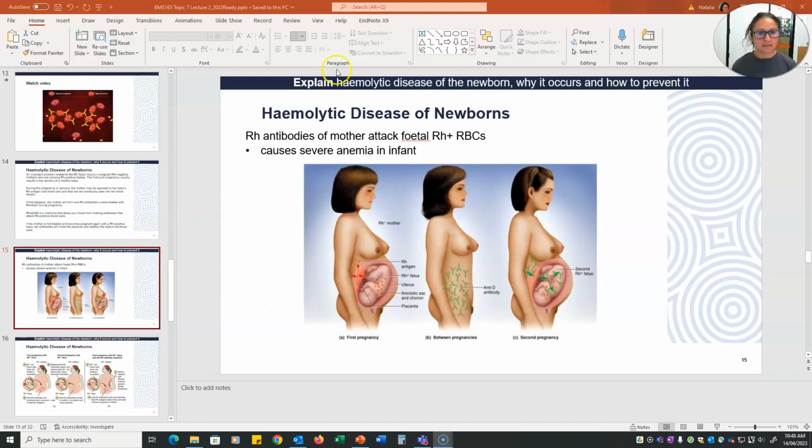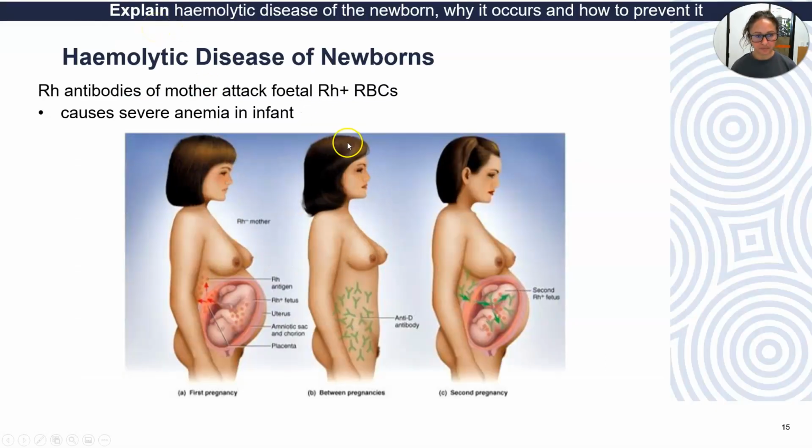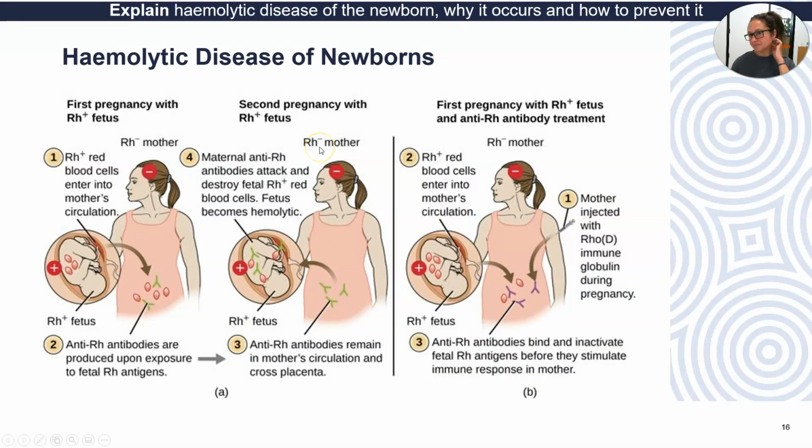Okay, so let's continue on with this part. So topic 7, part 2. And let's just look at a specific disease that can happen. All right, so here we go. Let's just have a look here.